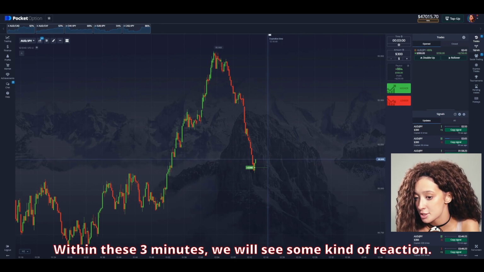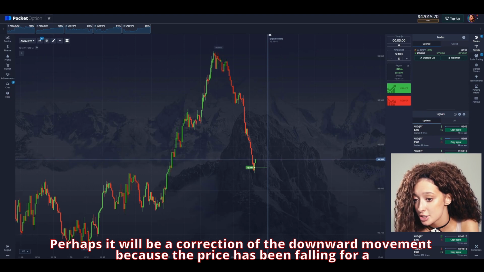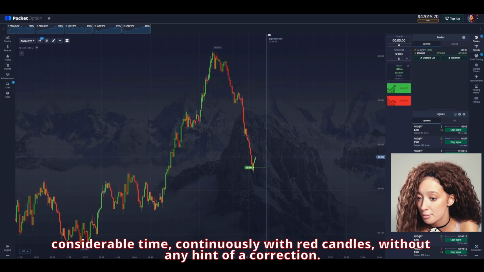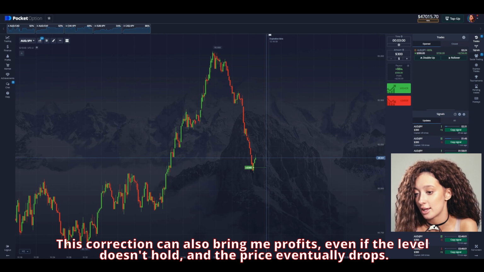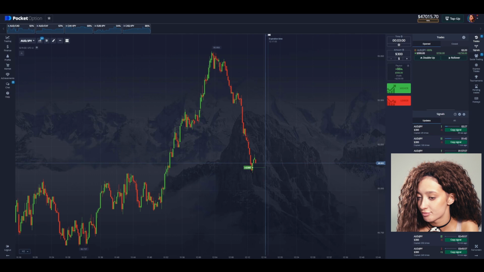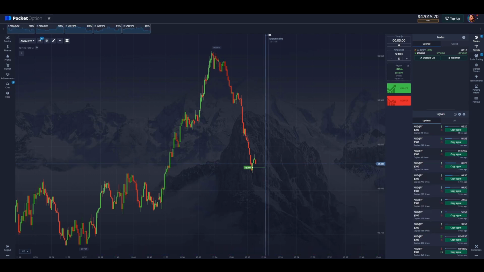Within the 3 minutes we will see some kind of reaction. Perhaps it will be a correction of the downward movement because the price has been falling for a considerable time cautiously with the red candles without any pullback and correction. So this correction can also bring me profits, even if the level doesn't hold and the price eventually drops. So let's wait for the completion of the trade.